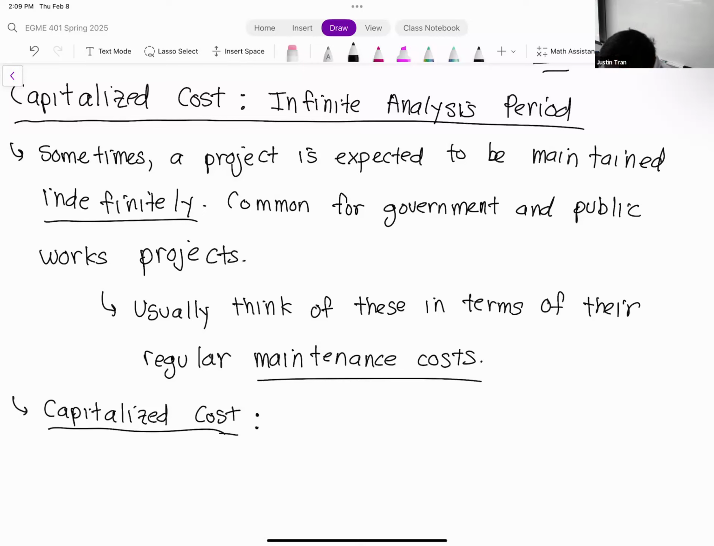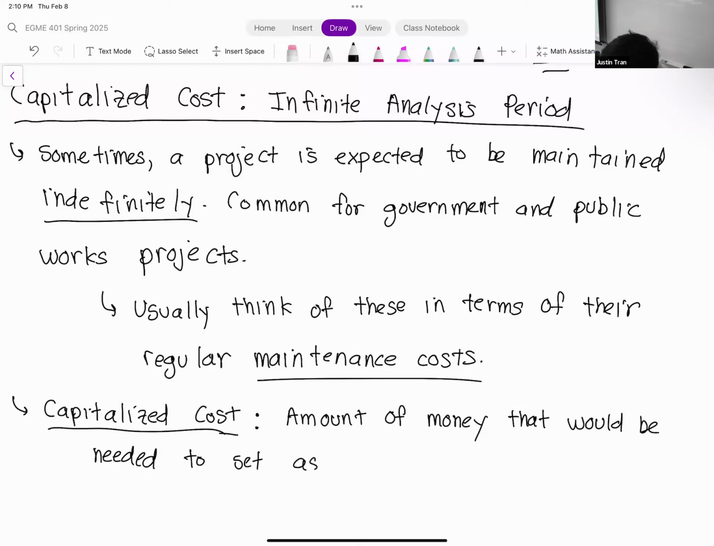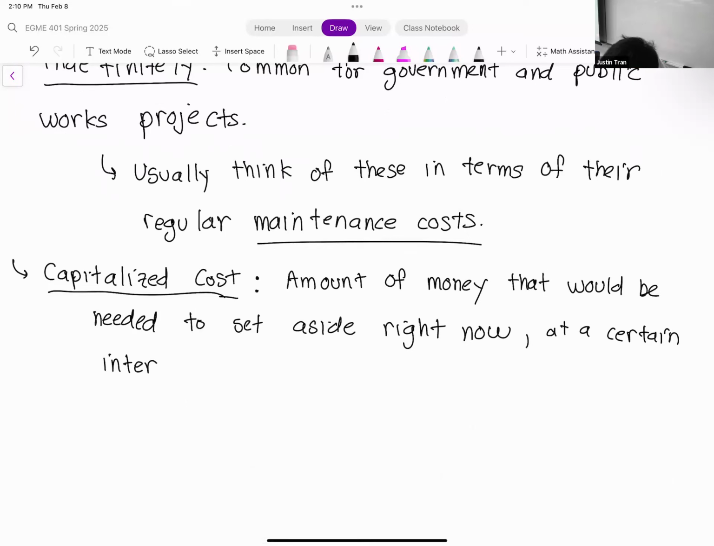So capitalized cost is the amount of money that would be needed to set aside right now at a certain interest rate to yield a uniform cash flow indefinitely.